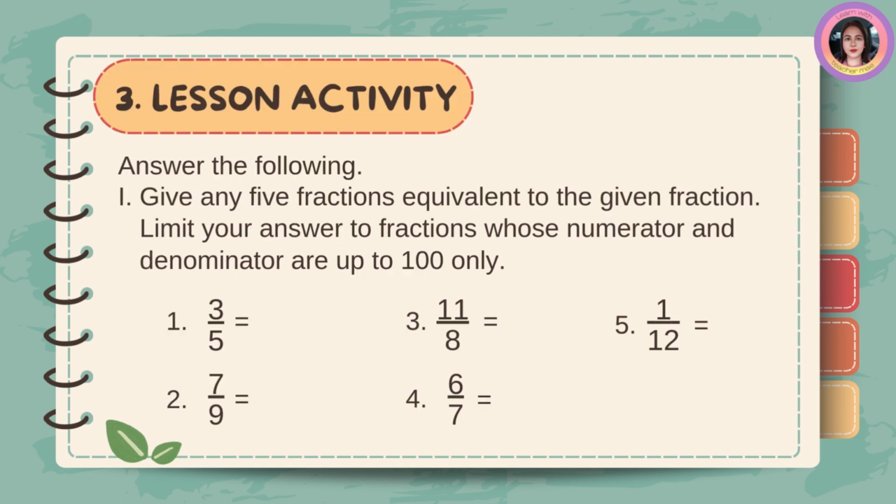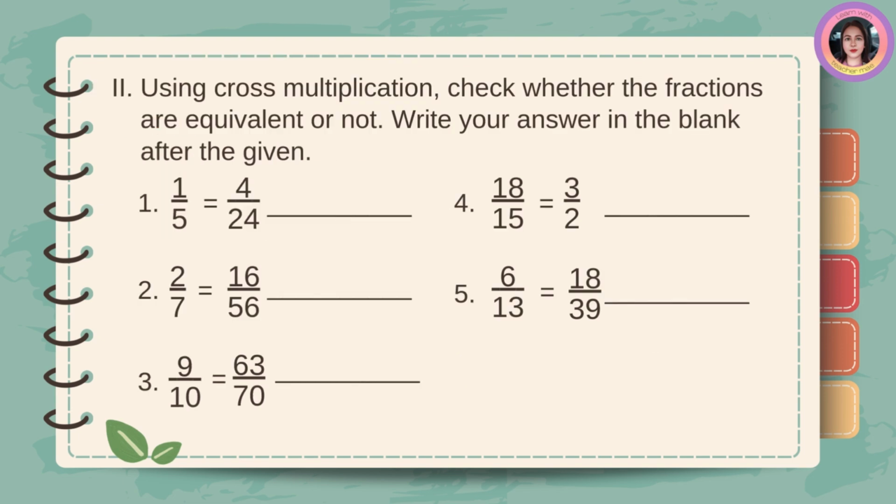Now, let's have an activity. Answer the following. Give any 5 fractions equivalent to the given fraction. Limit your answer to fractions whose numerator and denominator are up to 100 only. Using cross multiplication, check whether the fractions are equivalent or not. Write your answer in the blank after the given.